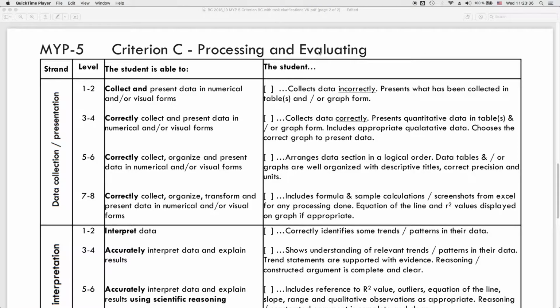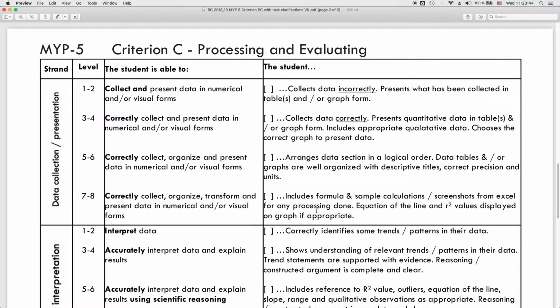Now Criterion C, processing and evaluating. So for the first part here, for the first strand, data collection and presentation, it says, includes formula and sample calculation, screenshot from Excel for any processing done, as an alternative, equation of the line and R-squared values displayed on the graph if appropriate.